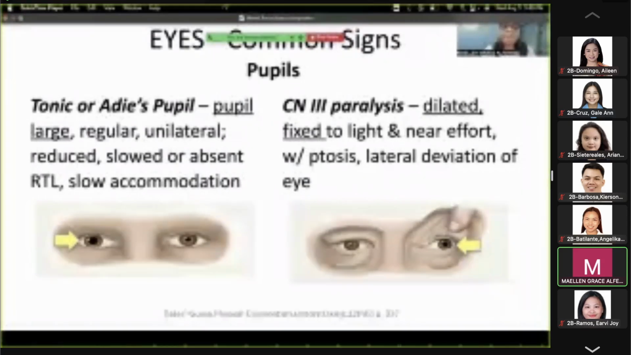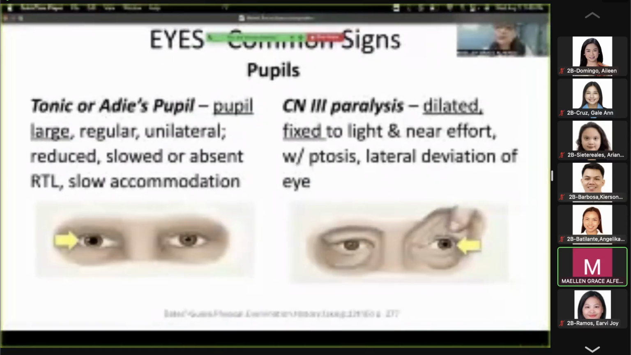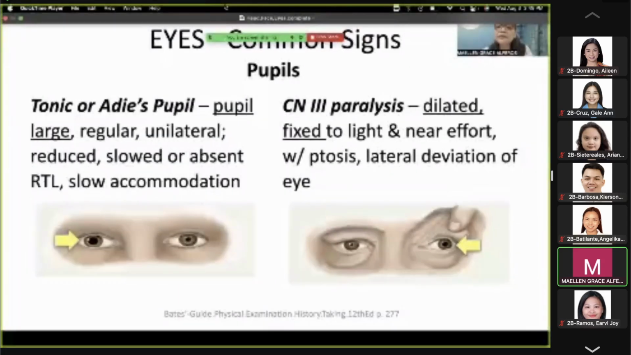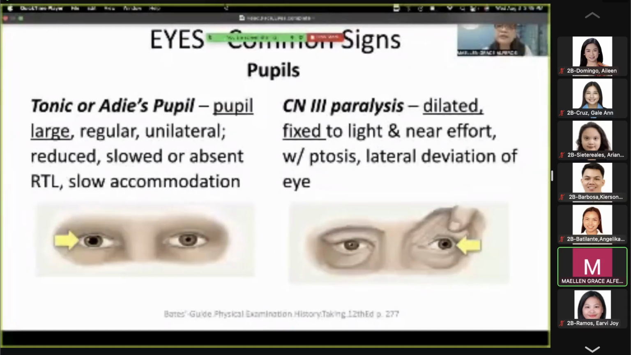instances of ischemia. Now, cranial nerve 3 paralysis will give you a dilated pupil, which is fixed to light and near effort, so there's no response. And there is concomitant ptosis or drooping of the eyelid, and there is lateral deviation of the eye because there is weakness or paralysis of your extraocular muscles. So the one that is predominant would be the lateral rectus, innervated by your abducens.